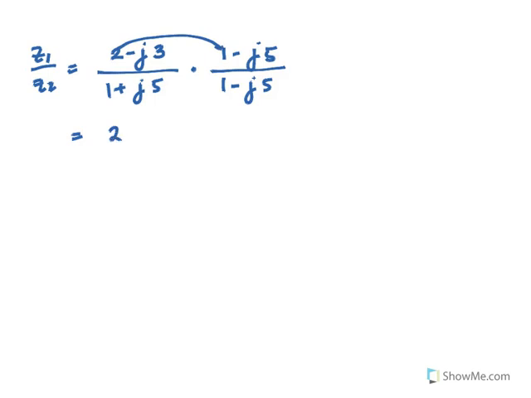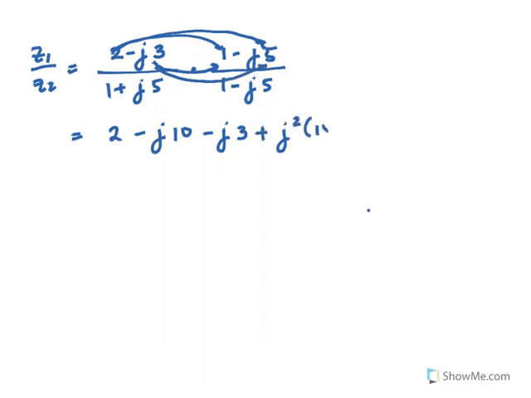2 times 1 is 2. 2 times negative j5 is negative j10. Negative j3 times 1 is negative j3. Negative j3 times negative j5, so positive, j squared times 15. And then, for the denominator, it will be, again, a squared plus b squared. So, in this case, 1 squared plus 5 squared. Because, again, the product of a plus jb and a minus jb is a squared plus b squared. So, in this case, 1 squared plus 5 squared is in the denominator.